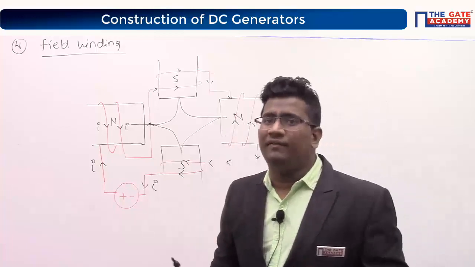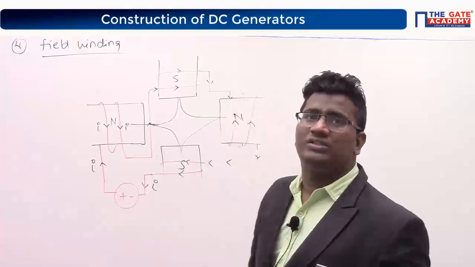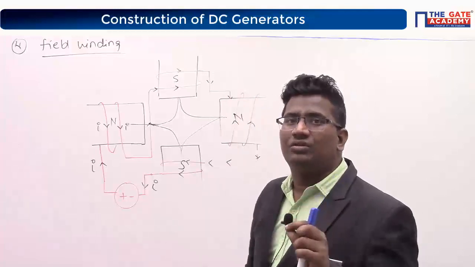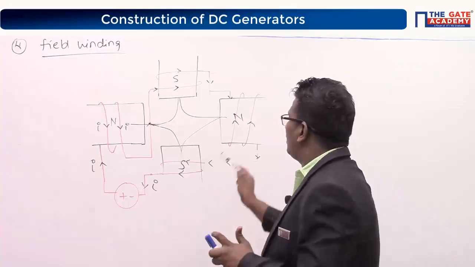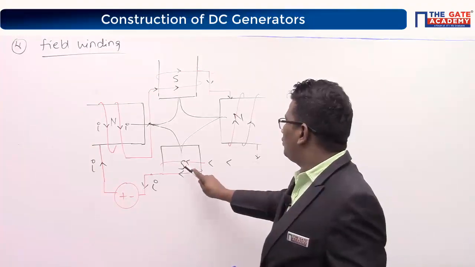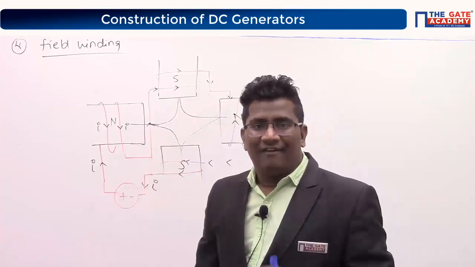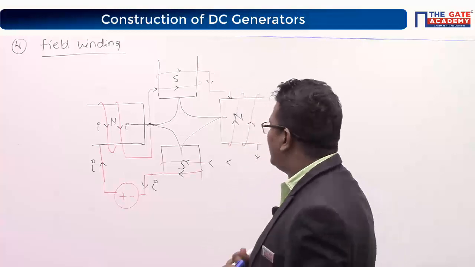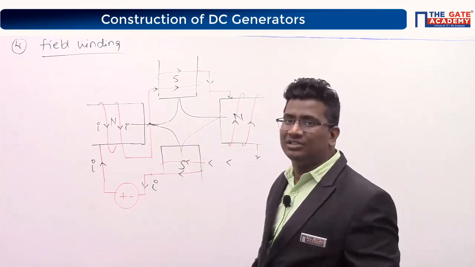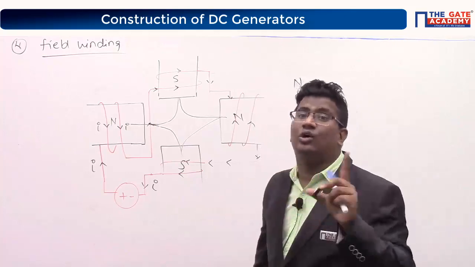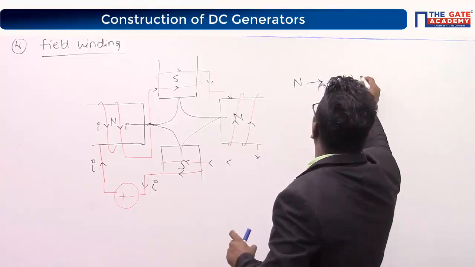Now, if you observe the winding housed on the poles or pole core, how many turns are there? Observe. 2, 2, 2, 2. Yes or not? 2 turns only. Very soon we are going to prove the number of turns we have used in a DC machine. I said turns only, not coils. The number of turns is either 1 or at most 2.